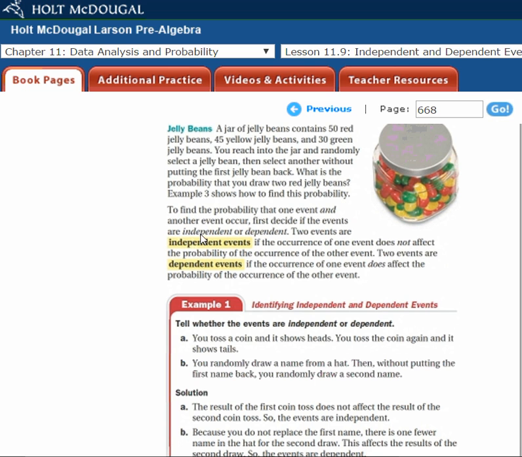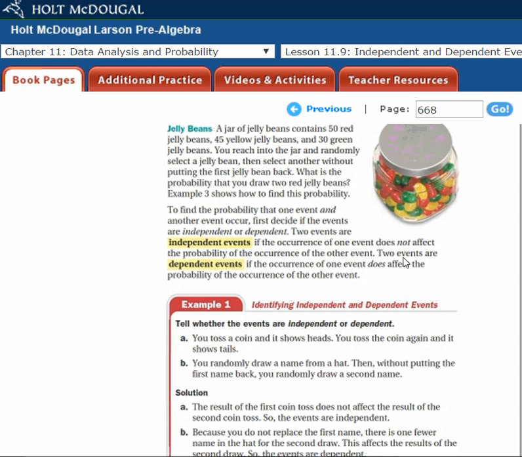An independent event is, if you have two events, the occurrence of the one event does not affect the probability of the occurrence of the other event. Meaning that if you look down here, you toss a coin and it shows heads. You toss the coin again and it shows tails. Because the tossing of the coin the first time does not affect the tossing of the coin the second time, that would be considered an independent event.